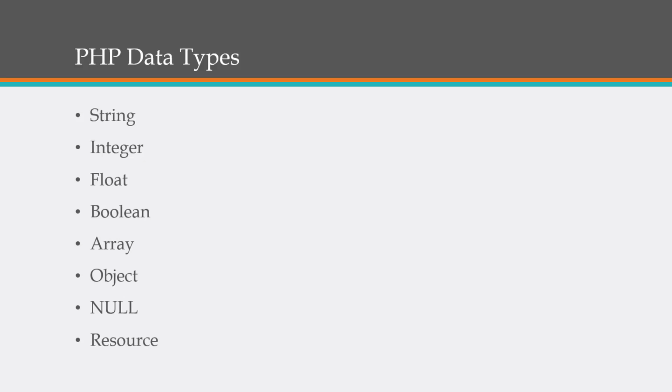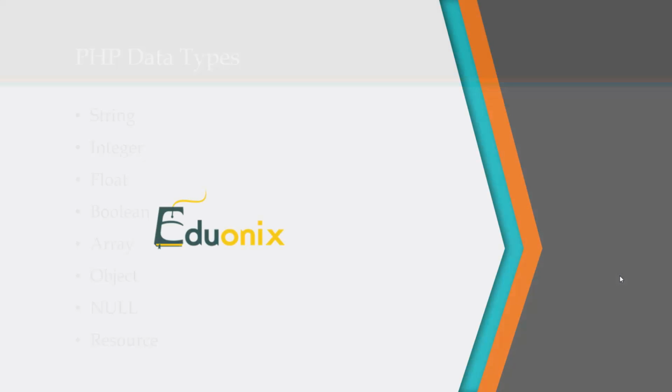So in PHP we have different data types. We have strings, integers, floats, booleans, which is true or false, arrays, objects, null, and resource data types. Okay, so that's just a very brief introduction to PHP. In the next video I'm going to show you how we can get PHP up and running using AMPPS on a Windows machine.